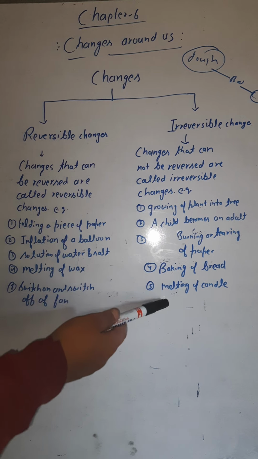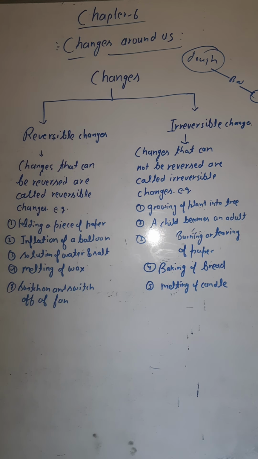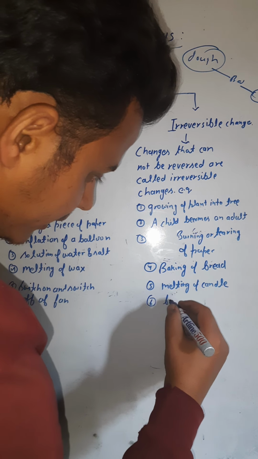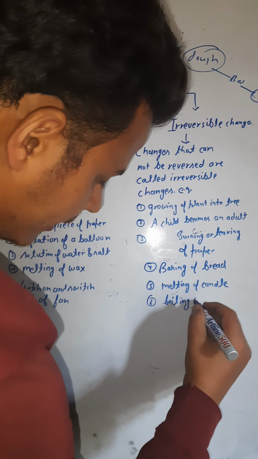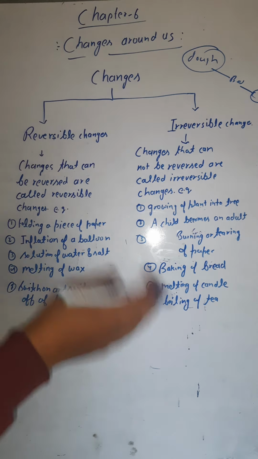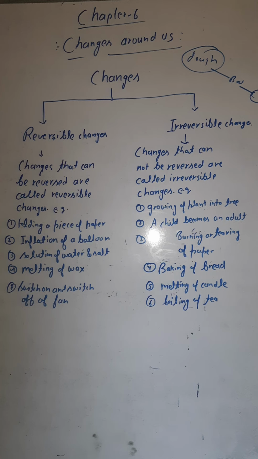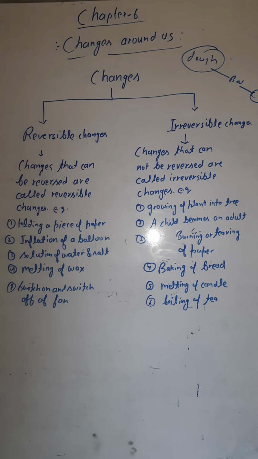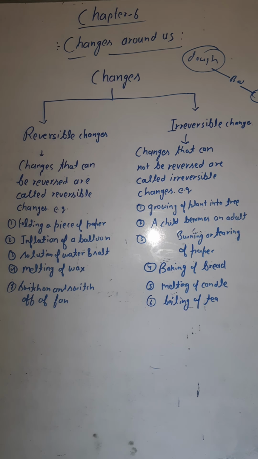Same way, melting of candle is also an example of irreversible change. One more example that we have already talked about is boiling of tea. Once we boil it, it cannot be reversed. You cannot take out the tea leaves from the boiled tea. So these are some examples of reversible and irreversible changes. Note down these examples. We would be discussing expansion and contraction later.